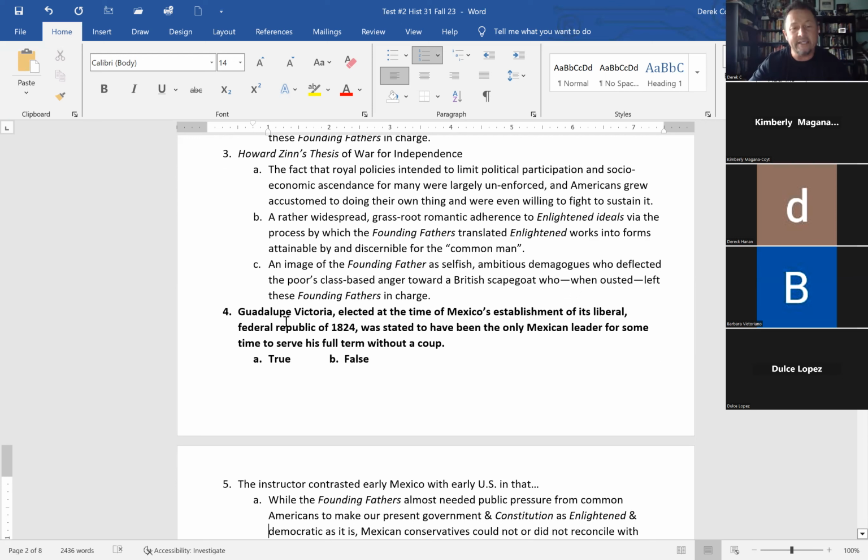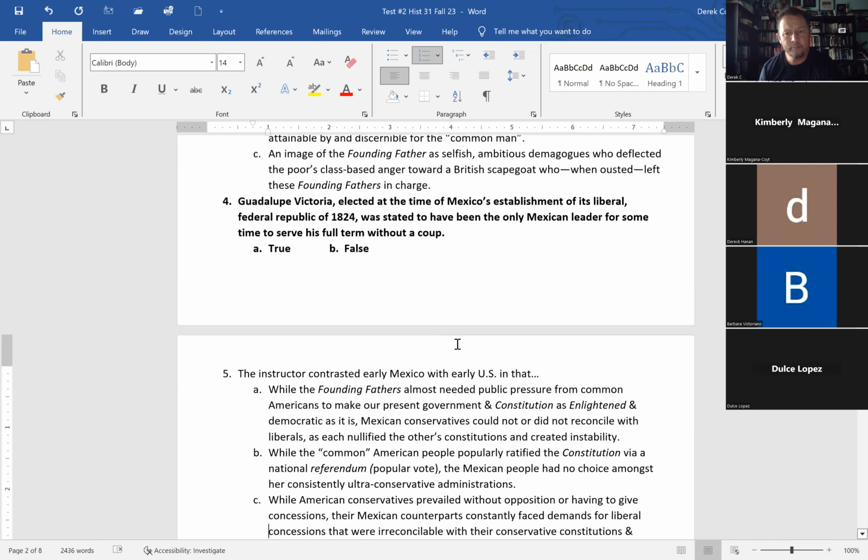All right. I said this, but I said it relatively quickly. Guadalupe Victoria, elected at the time of Mexico's establishment of its liberal federal republic of 1824, was stated to have been the only Mexican leader for some time to serve his full term without a coup, without a blow to the state. That is true. He was elected from 1824 to 1828, served his full 4-year term, and scarcely anyone did until after the War of Reform in 1861. So a lot of political instability in Mexico.